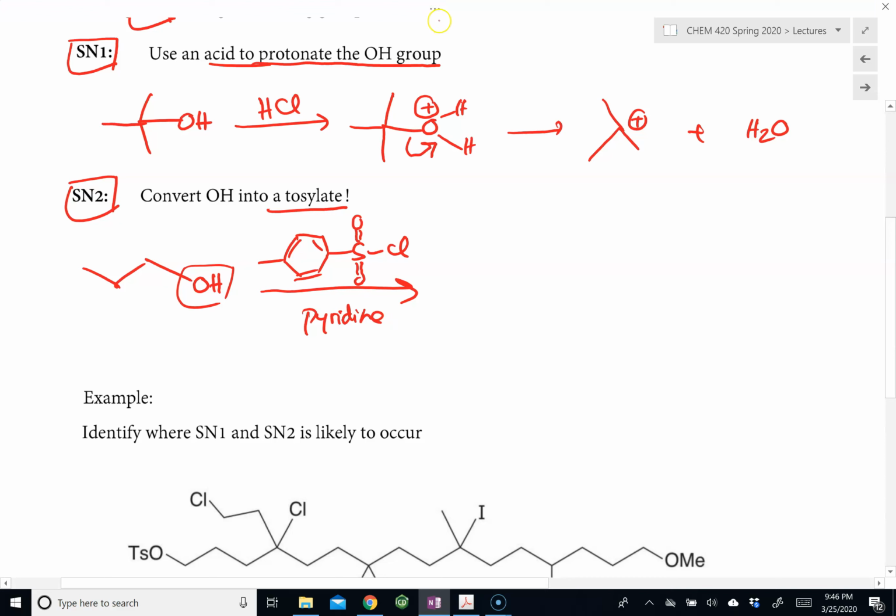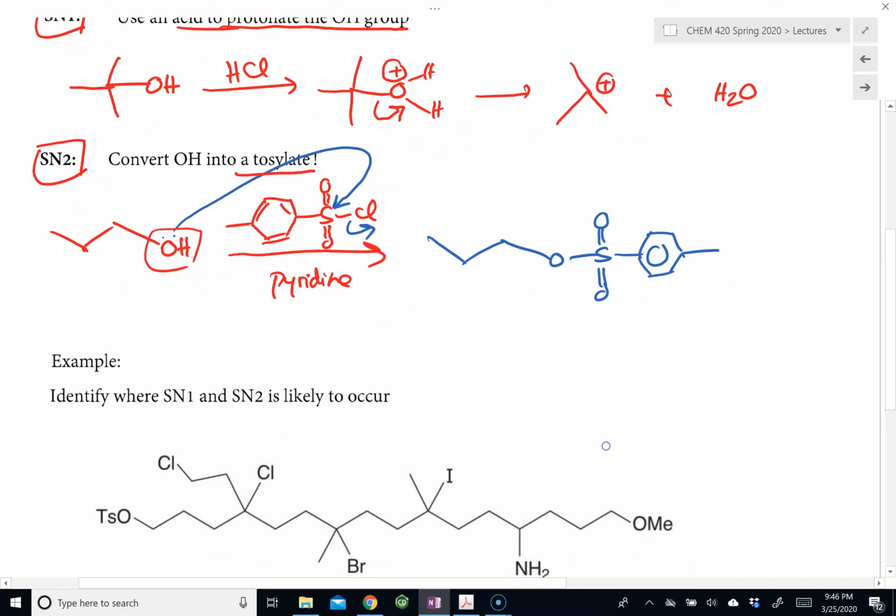So what will happen is that the alcohol will come in and attack this sulfur, because this sulfur right here is a good electrophile, and kick off this chlorine group. So the substrate itself would then become as follows. So our alcohol group has now been converted into this group in here, this sulfonate group. And now this entire group would be a good leaving group. It is a much better leaving group compared to the hydroxide.